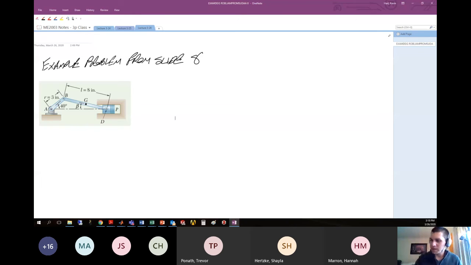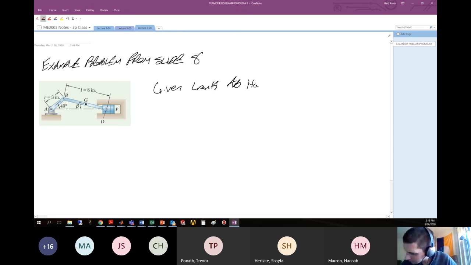Okay, so here's our example problem from slide number 8 in these lecture notes. And I've just translated the picture over. I want to write one additional thing here, and that is that we were given crank AB has angular velocity of 2000 RPM.